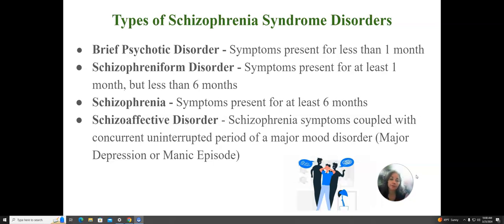You can have schizophreniform disorder, where you have the symptoms of schizophrenia that we've described, the clinical presentation, but they're present for at least a month, but no more than 6 months. Once it hits the 6-month marker, it progresses from schizophreniform disorder to schizophrenia. So schizophrenia is when the symptoms have been present for at least 6 months.